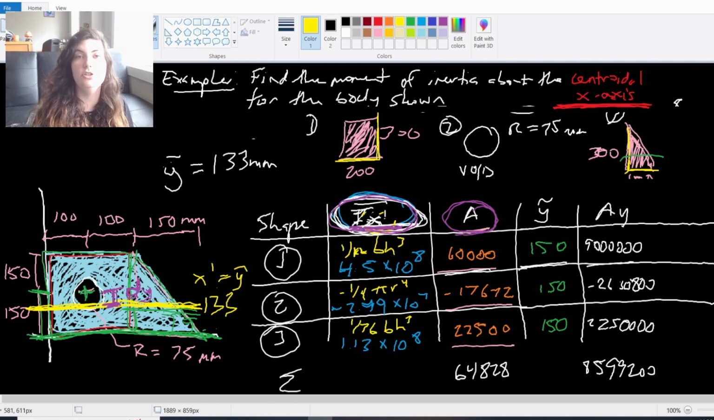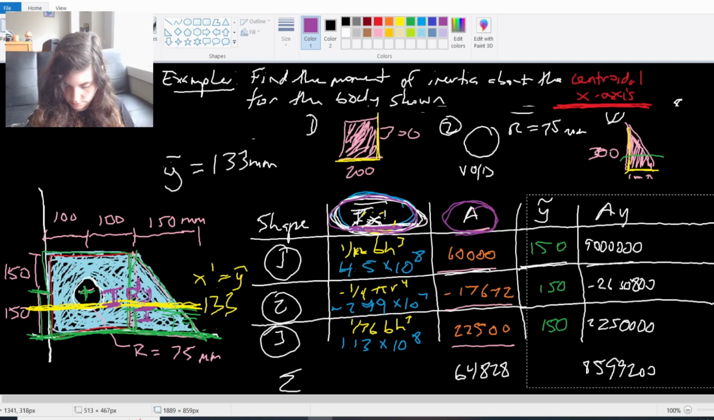So now what I need to do is find the new dy value. We said that that dy value is the distance from the centroid of each shape to this centroidal axis. So in this case, for my square, let me make myself some room, create another table for myself.